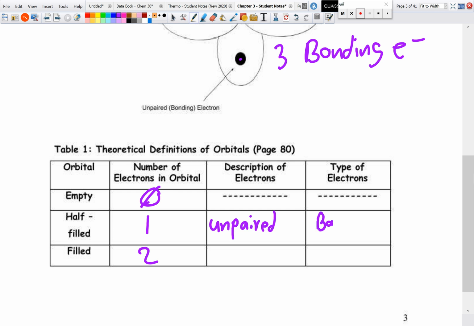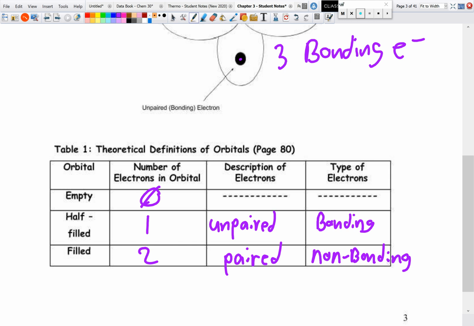and they are ready for bonding. Whereas if it's filled, these are paired up, and they will be non-bonding. So that's kind of the description of what they are.